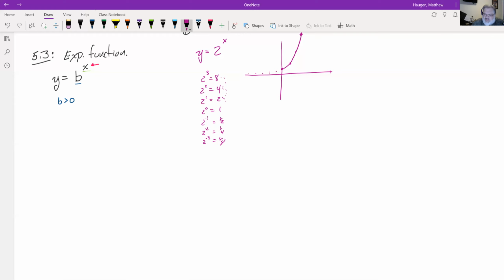And if we kept doing that, it would get smaller and smaller and smaller, but it would never even reach 0. So we do have a nice asymptote down there. So it has a one-sided horizontal asymptote. So that's what our classic exponential functions look like.